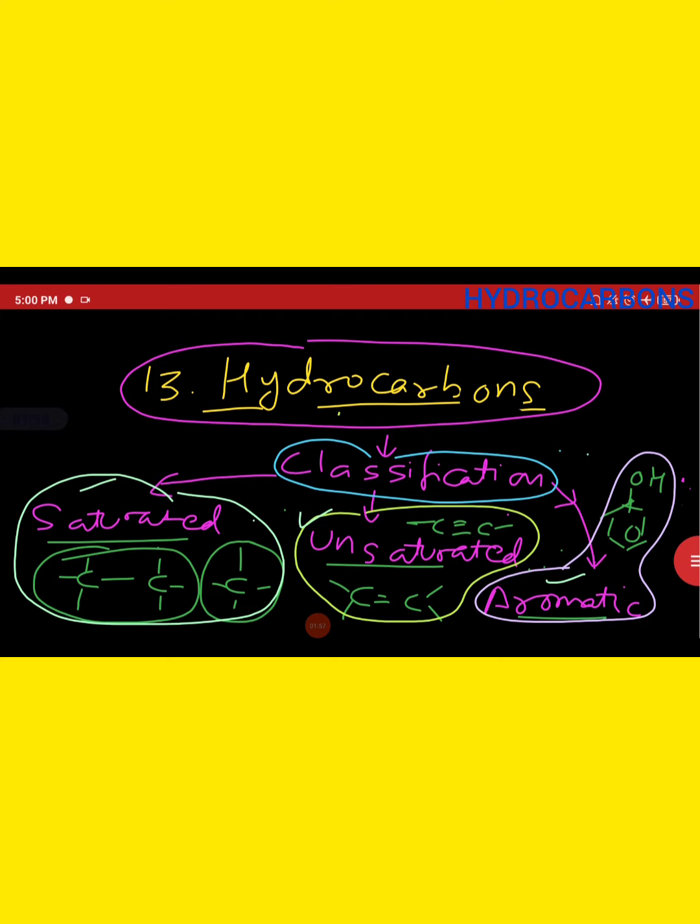Next comes the unsaturated hydrocarbon. It is further of two types. In alkenes, at least one carbon-carbon bond should be a double bond, and in alkynes at least one of the carbon-carbon bonds should be triply bonded. And aromatic hydrocarbons are a special type of hydrocarbons.